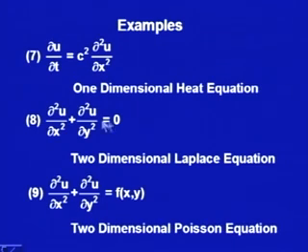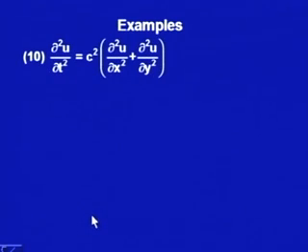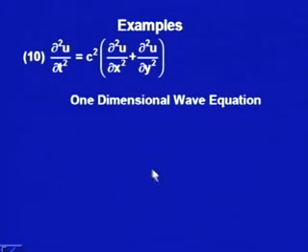You see the difference here: in the Laplace equation the right hand side is 0, while here it is a function of x and y. This function is a known function. Another example is del 2 u by del t 2 is equal to c square times del 2 u by del x 2 plus del 2 u by del y 2. This is the two dimensional wave equation. This is not one dimensional, this is two dimensional.